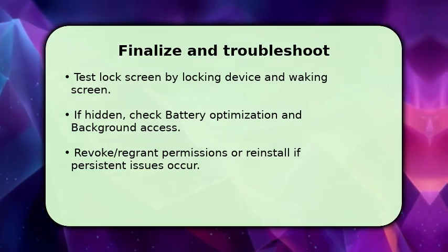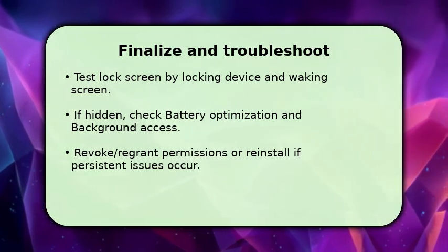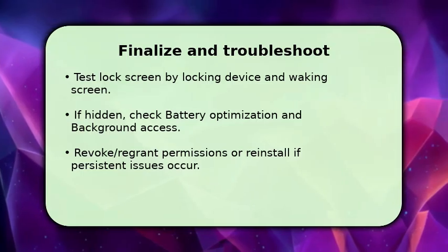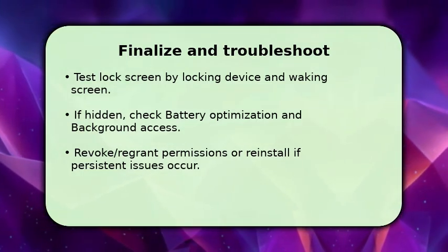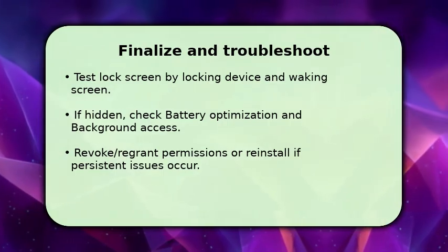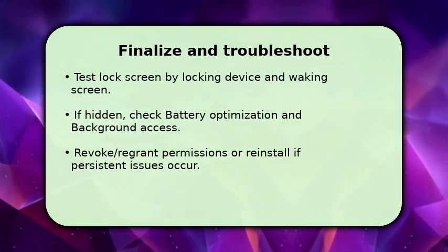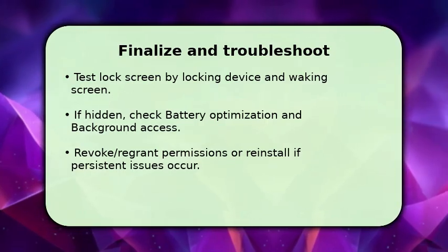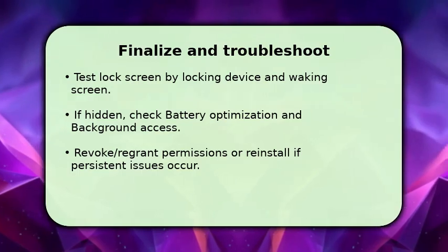If the widget is hidden or unstable, make sure battery optimization isn't restricting the app and that background access is allowed, because aggressive power settings often stop lock screen widgets. If problems persist, revoke and regrant the display/notification permissions or reinstall Deen Buddy. This resets app hooks. Finally, keep your phone updated so system quirks don't break the lock screen integration.